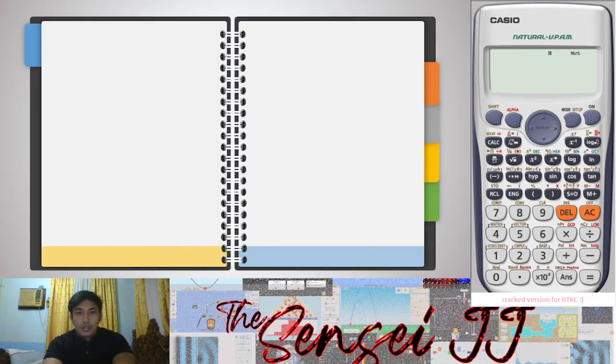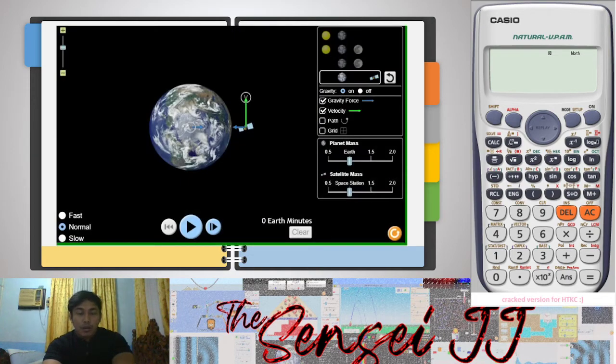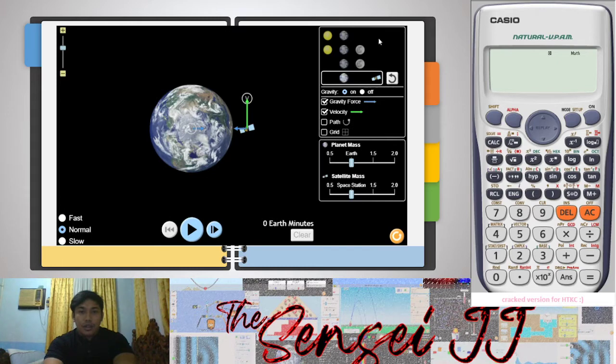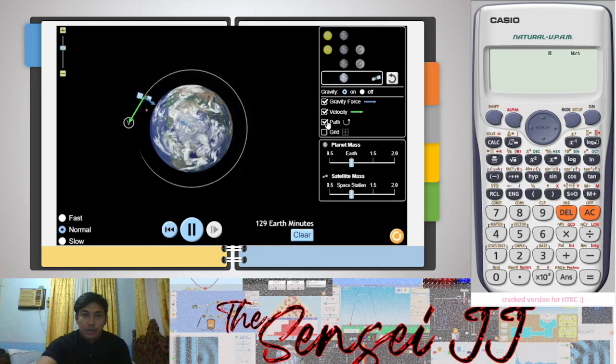Okay, so here's a video clip as an example of the swirling, or the orbit, of a satellite around the Earth. Okay, so let's watch this one, guys. So here we have the green arrow, which indicates the velocity of our smaller mass, the one that orbits around our main object, which is the Earth.